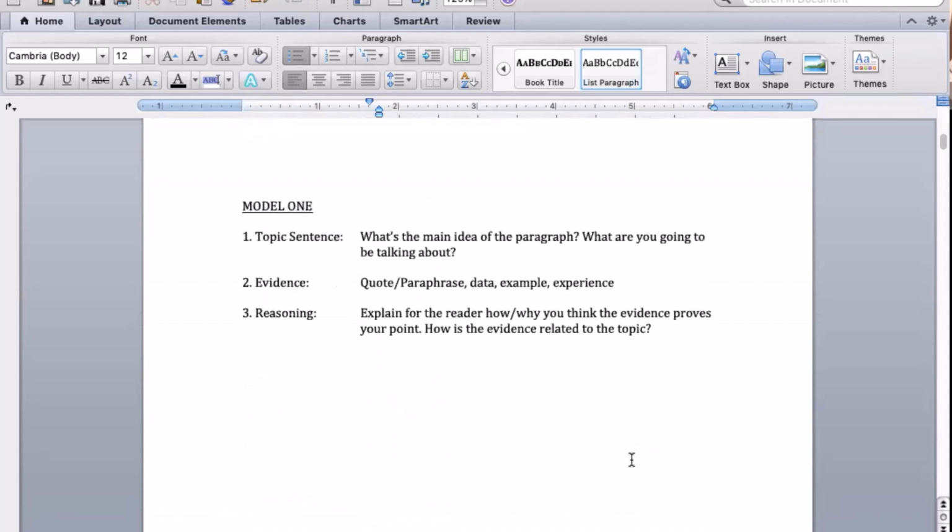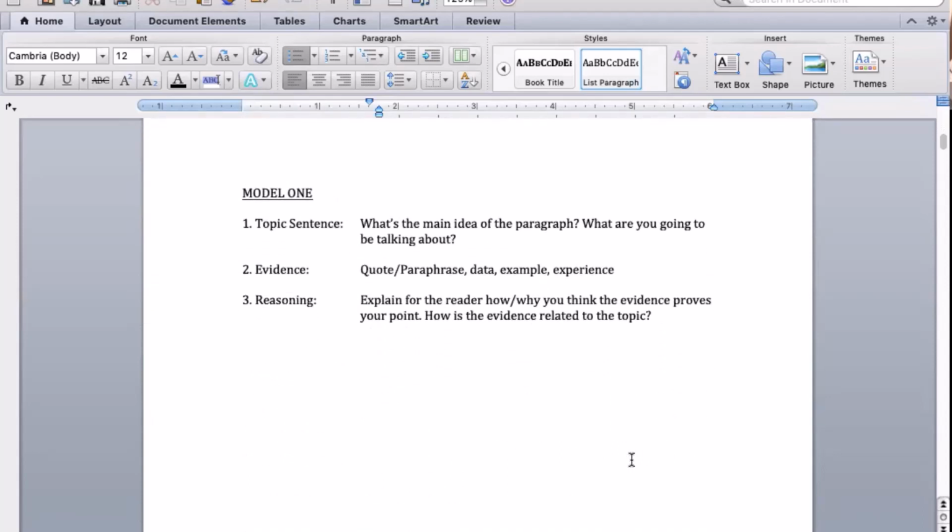Here's the first one. This is a pretty foundational body paragraph model. I can tell you this model exactly. This is the model that I used to teach when I would work with students who were writing essays for the SAT, the ACT, the GRE, the whole alphabet soup of standardized tests, because it's a great way to get information down on the page really fast.